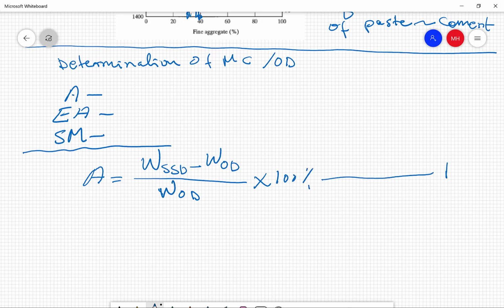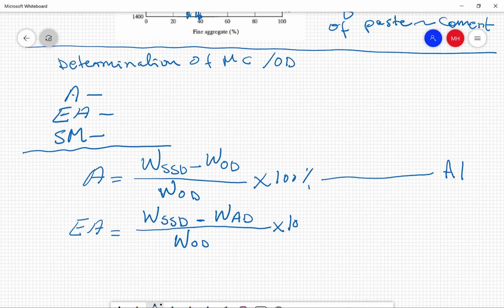Let's call this equation A1, because it's like an annexure to the lecture. And also we have the effective absorption, which is expressed as follows. This is the weight SSD minus the weight in the air dry condition, divided by the weight in the oven dry condition, times, again, expressed as a percent. Let's call this equation A2. All right.